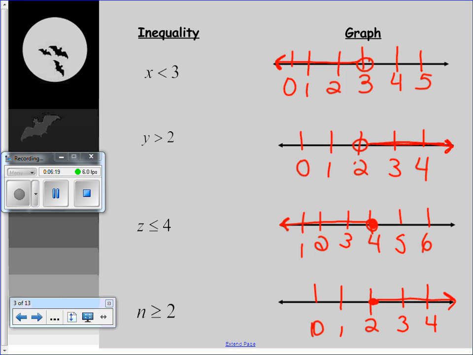In the second one, y is greater than 2. The variable is on the left, and this indicates that the direction the graph will be pointing is to the right. So in each of these examples, if your variable is on the left, it indicates which direction you will be graphing on the number line.